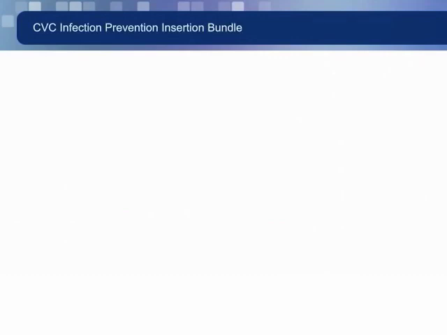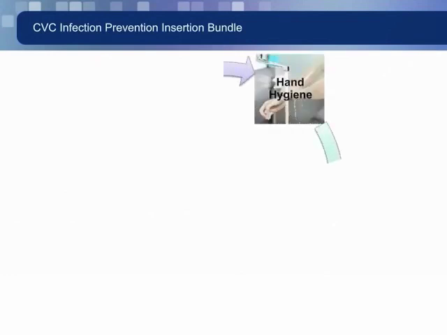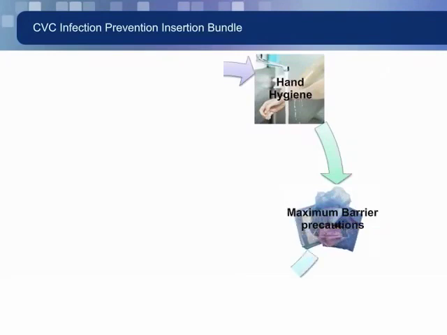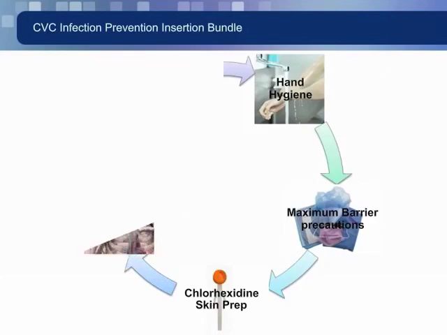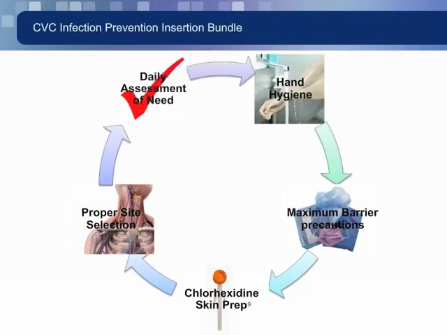Infection prevention starts before the catheter is placed using the IHI Central Line Placement Bundle. The infection prevention insertion bundle includes hand hygiene, maximal barrier precautions to protect the patient and the healthcare workers, chlorhexidine skin prep, proper insertion site selection, choosing the insertion site with the lowest infection risk, and daily assessment of central line need.